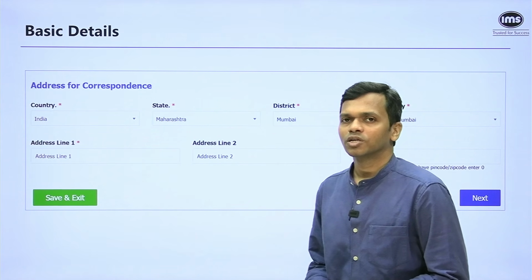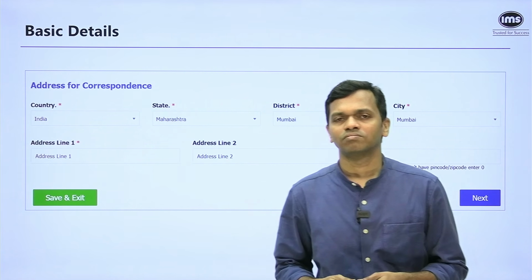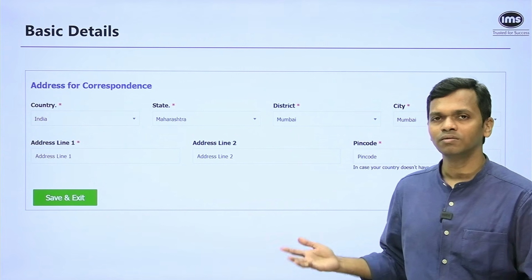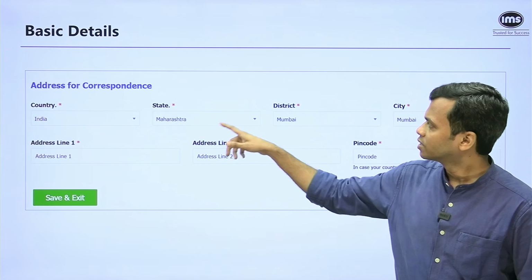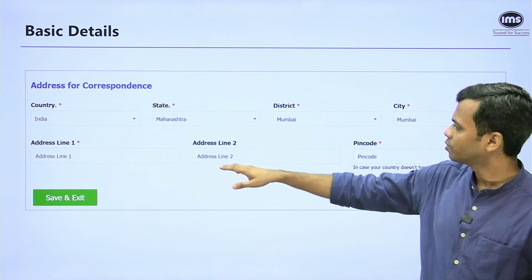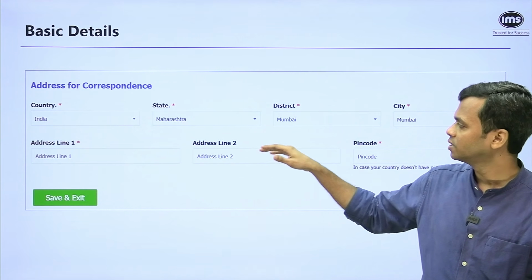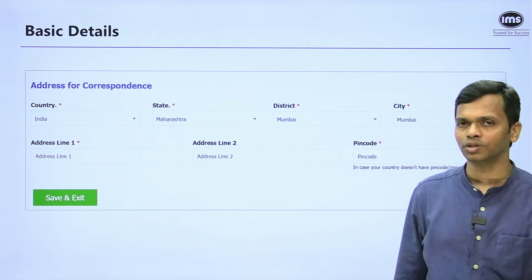Then we have address for correspondence. Now, of course, there's nothing that they send on the actual address. So, but still you should enter it. You have country, state, district, city, and then you have address line 1, which is mandatory, address line 2, and then pin code, that is mandatory.